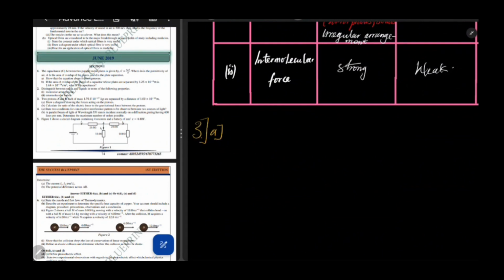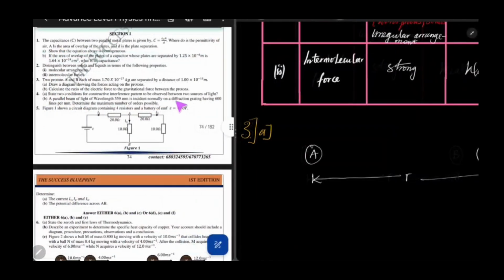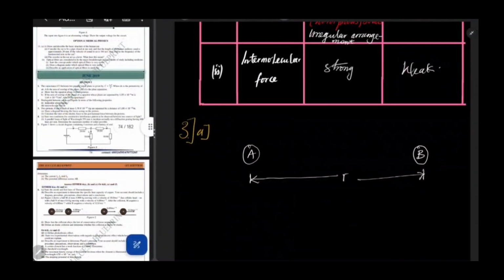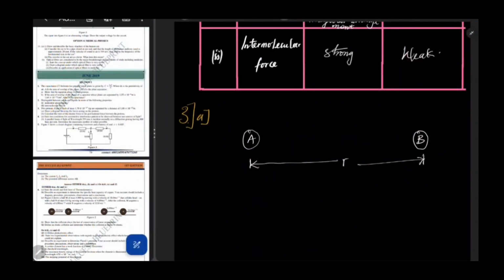Okay, so we have question 3. Start with 3A. Question 3A says, let's draw a diagram showing the forces acting on the protons. So we have our two protons, the first proton A and another proton B. These protons are placed at the same distance r apart in space, and the value of r is 1.00 times 10 to the power negative 13 meters. Now, since these protons are particles and particles generally have masses, there exists a gravitational force between them, and that gravitational force is attractive.